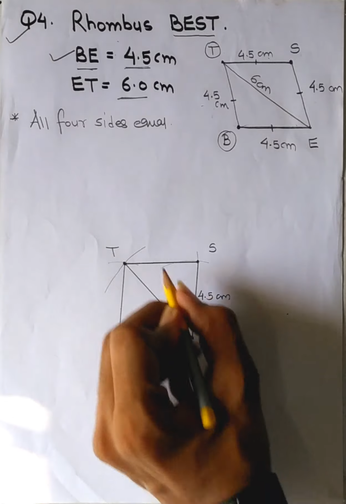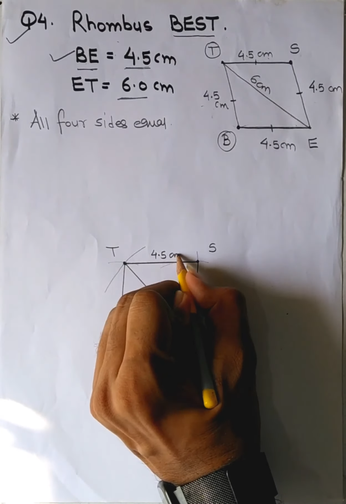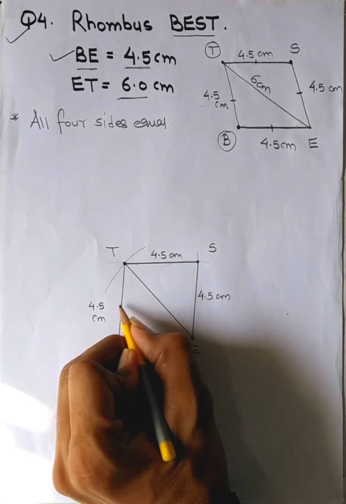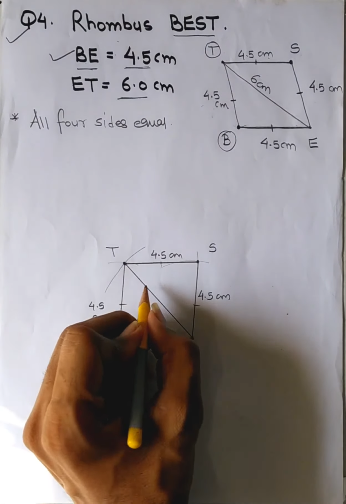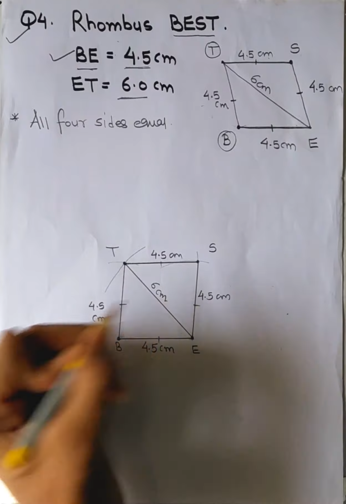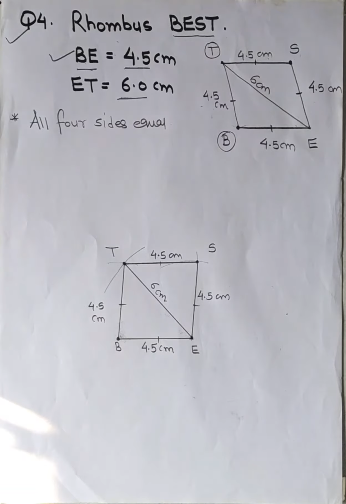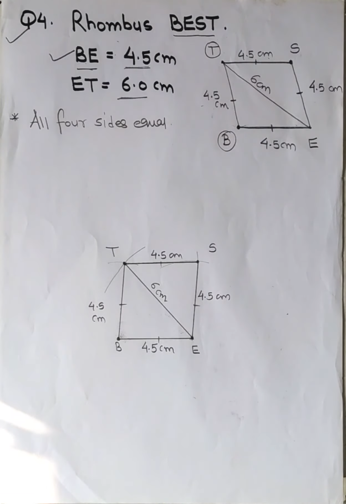4.5, 4.5 and 4.5 centimeter. As it is a rhombus, all four sides are the same, and we will have one diagonal, that is ET. So this is all about our drawing question number 4. We have completed exercise 4.1. After you draw it one time, kindly practice again for a better, neat and clean figure. So that's all for today. Thank you.